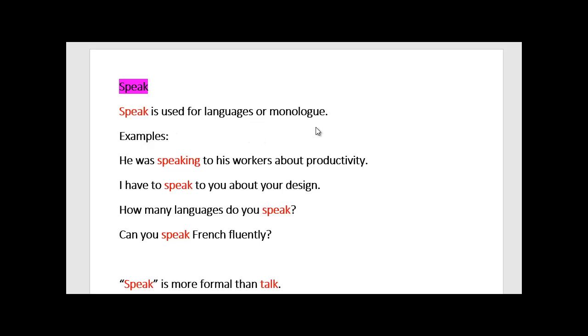Speak is used for languages or monologue. Yes, that's true. You can't say I talk English. You say I speak English. He was speaking to his workers about productivity. I have to speak to you about your design. How many languages do you speak? Can you speak French fluently? So here we can see examples of using speak.